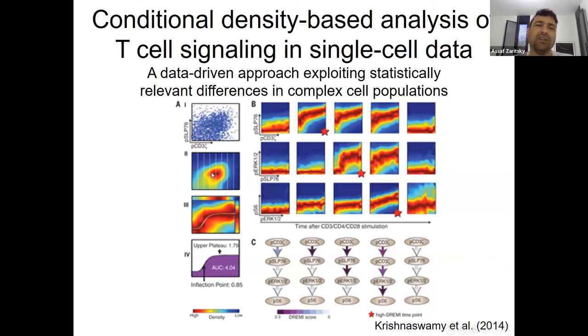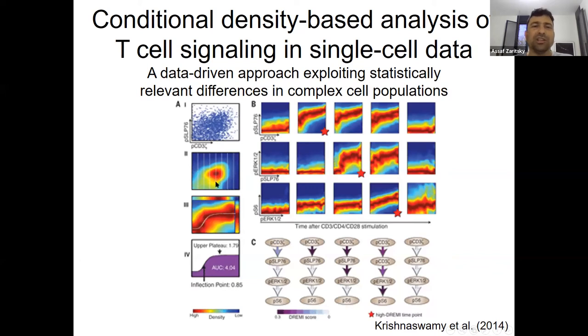But still, there is a very clear bias within the data into a specific location within this two-dimensional plane of the two proteins, right? So most of the data is within this region. So their idea is actually pretty simple.